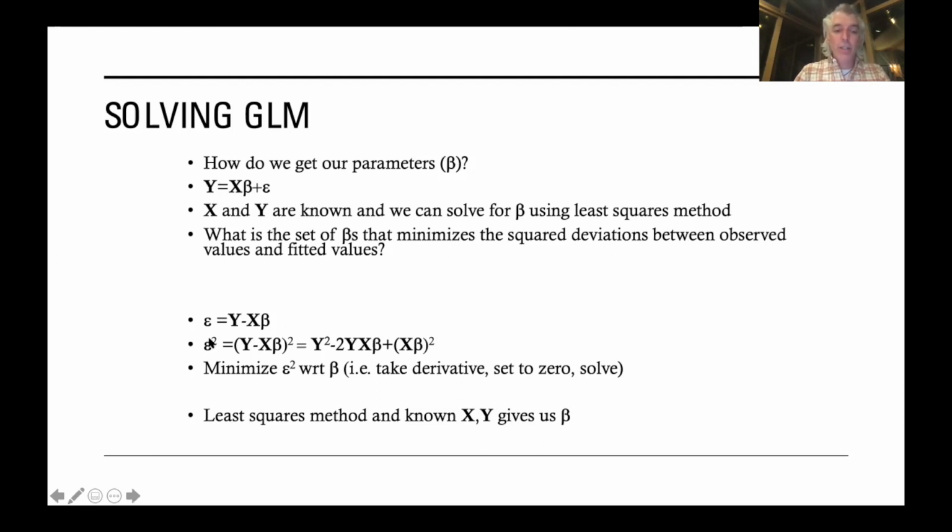In terms of crunching the numbers, what happens is that we take our linear algebra equation and we rearrange it, and we take the square of both sides, and we then take the derivative of this equation, set it to 0, and solve for the parameters in beta. So we're trying to minimize these squared deviations with respect to our betas. And taking the derivative of this equation allows us to solve for those betas. So when our predictors and our responses are known, we can use these least squares methods to calculate what the best betas are for this particular data set.